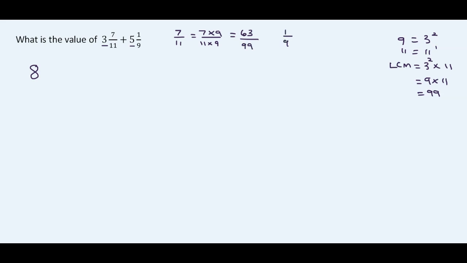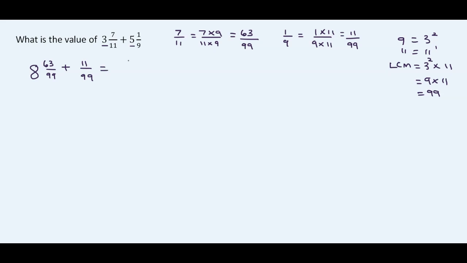1 over 9. We're going to have to multiply 9 by 11 to get to 99. So we multiply 1 by 11 as well. So this is 11 over 99. So now our fractions now are 63 over 99 plus 11 over 99.